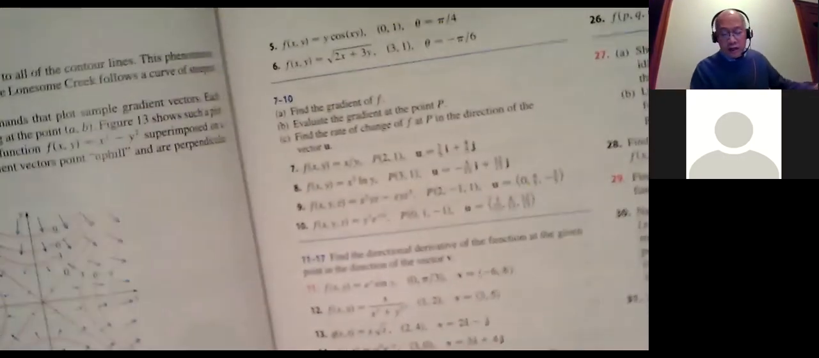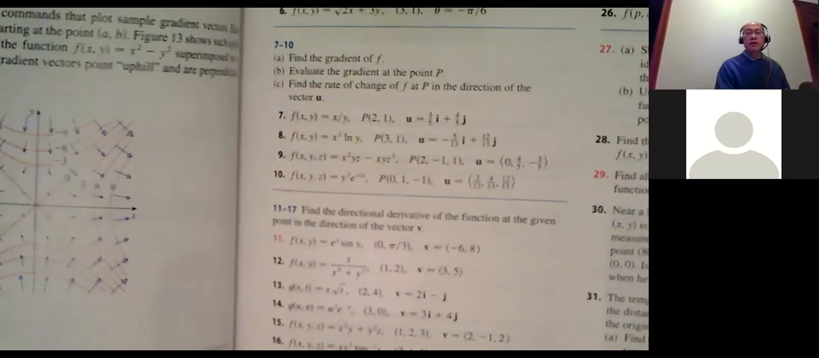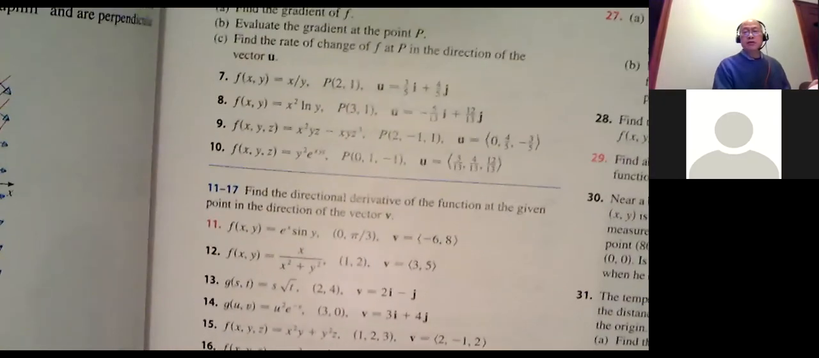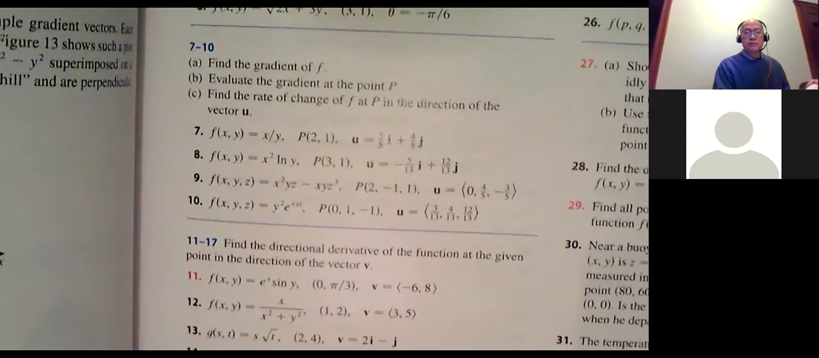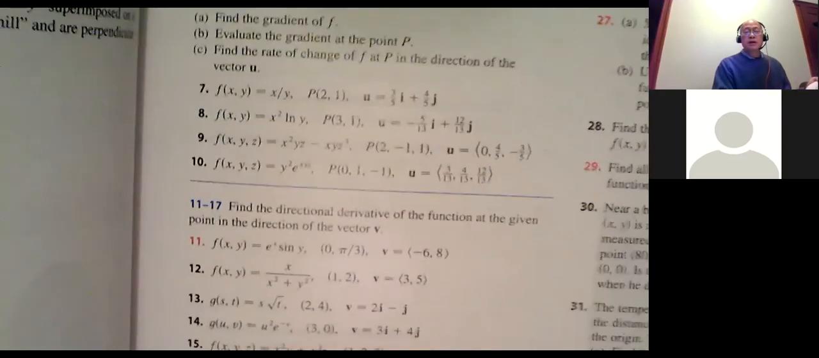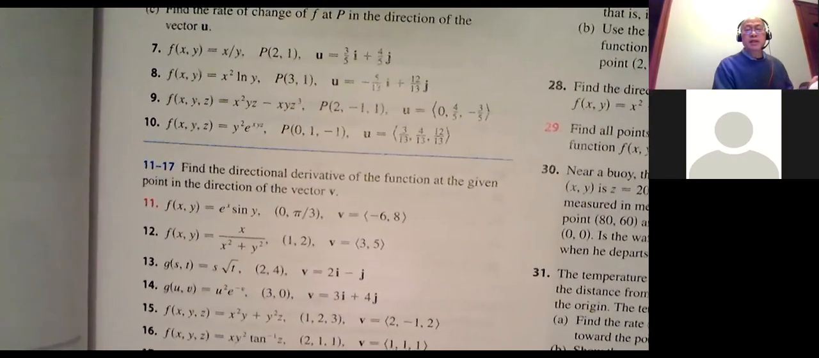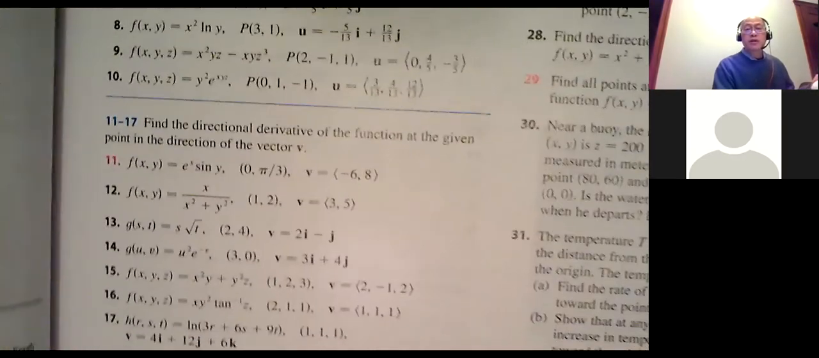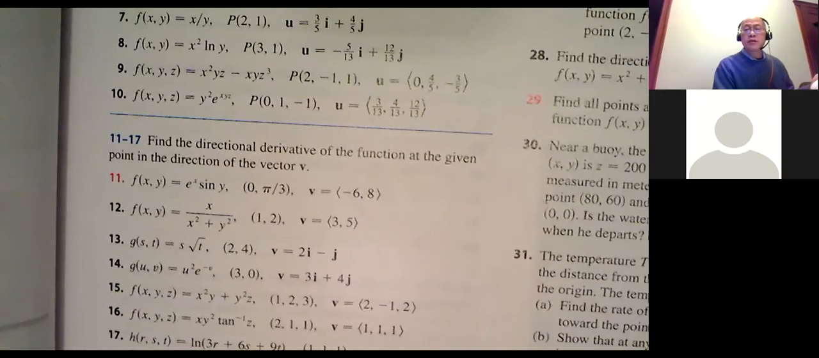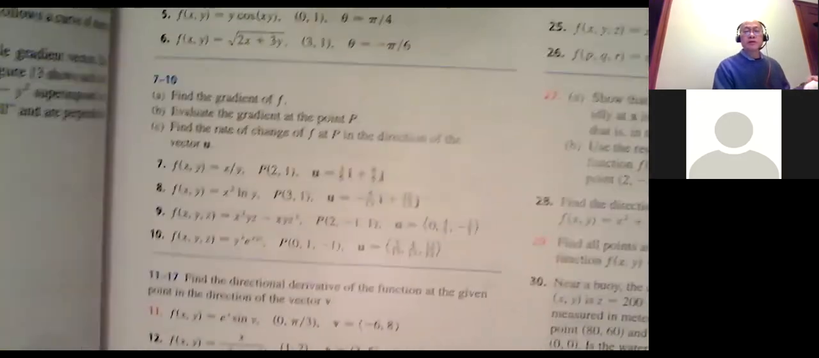I will show you 9 and then I'm going to quit. I'll call it a night unless you have questions about anything. Okay, 9 is a three-dimensional version. f of x, y, z is x squared yz minus x, y, z cubed. The point is 2, negative 1, 1. The unit vector is 0, 4/5, negative 3/5.